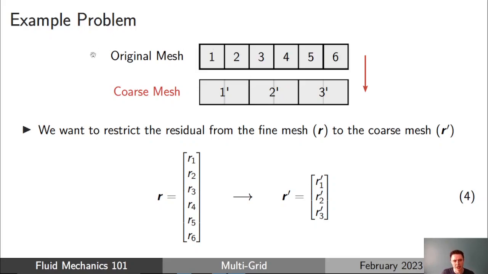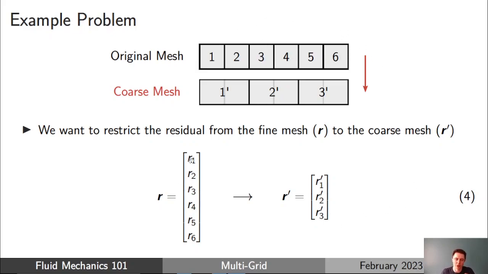Now, if you look at the example problem I've got here on the slide, let's say we have an original mesh with 6 cells, and we decide to agglomerate cells 1 and 2, cells 3 and 4, cells 5 and 6 together to create this new coarse mesh, which has cells 1', 2', and 3'. We now know physically that for the residual vector, we need to sum the residuals of the cells that are agglomerated together. So cells 1 and 2 will be agglomerated, 3 and 4, and 5 and 6.